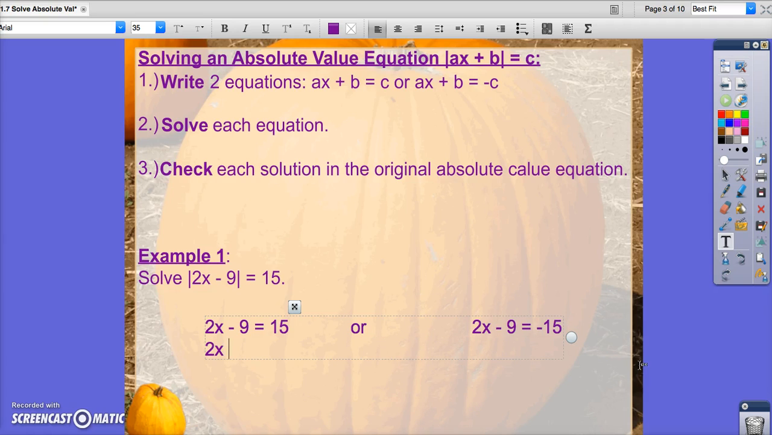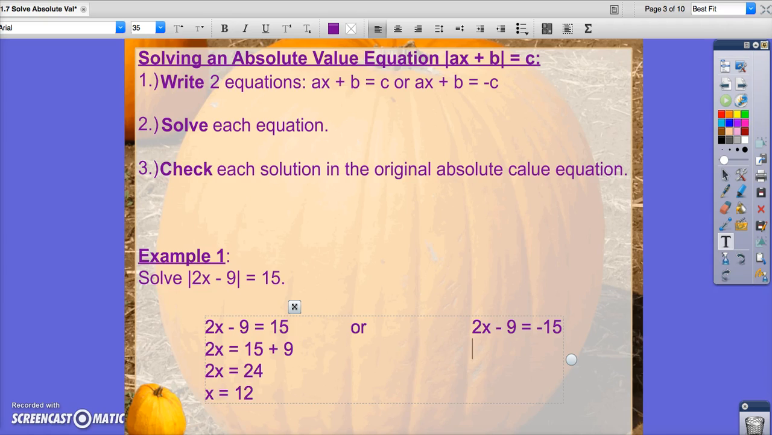You move 9 over, the negative 9 as a positive 9 to the other side, and we transpose, then I get 2x equals 24. Then when we divide, you should get 12. So that's our first answer there.